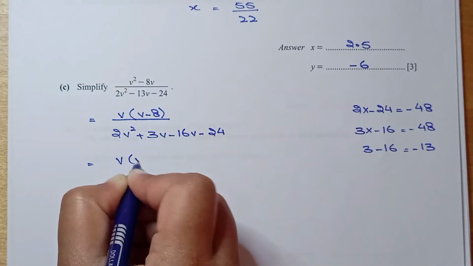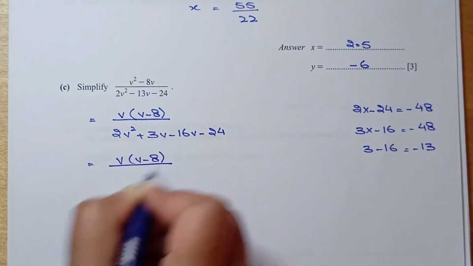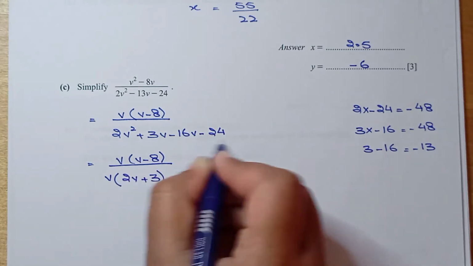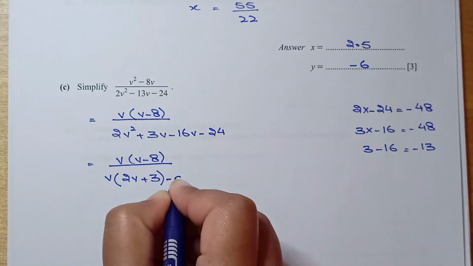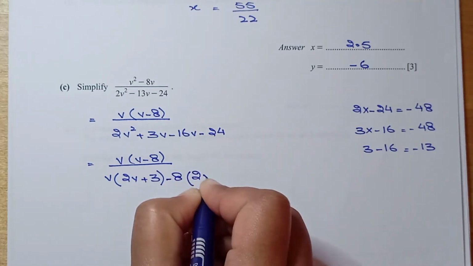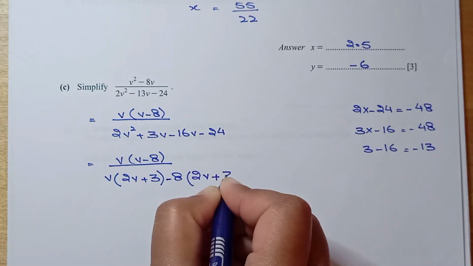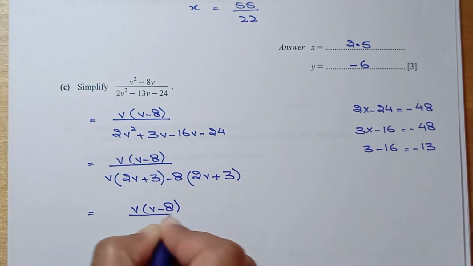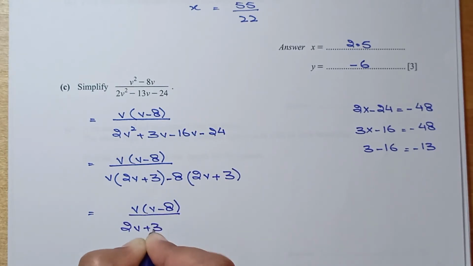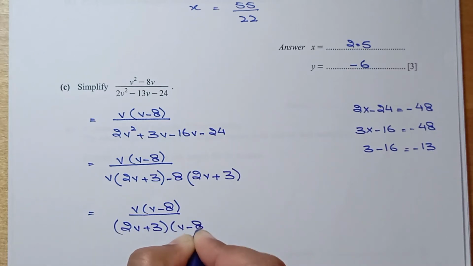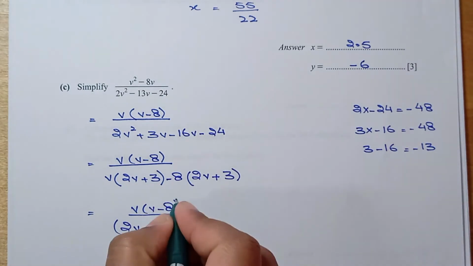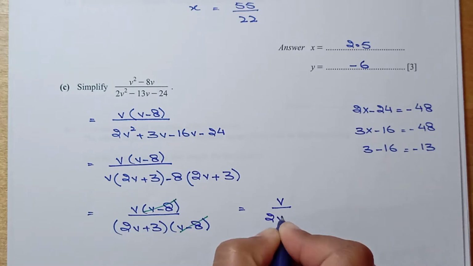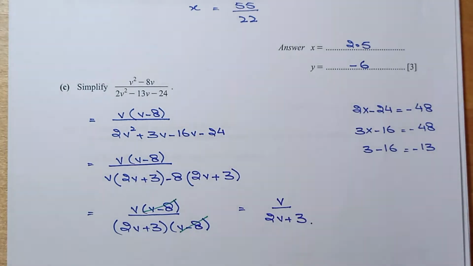So we have v into v minus 8, and let me take v common. We are left with 2v plus 3. And from these two terms, if I take negative 8 common, because 8 times 2 is 16v and 8 times 3 is 24, so positive 3. So we have the factors: v into v minus 8 over 2v plus 3 into v minus 8. Let me cancel the like factors, that is v minus 8 and v minus 8. So the simplified answer is v over 2v plus 3.